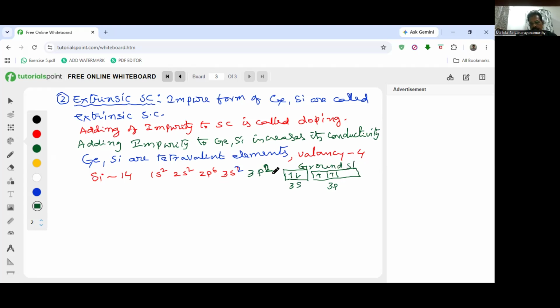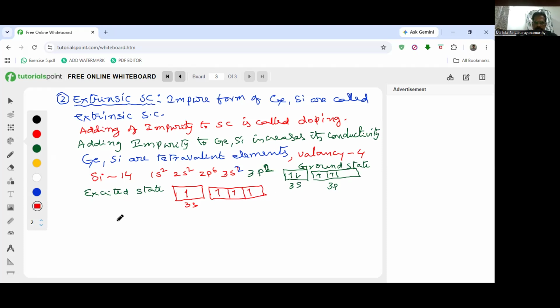In the excited state, what happens? One electron from the 3s will occupy the 3pz. That means one is there already, and another comes. This electron will occupy the p state. So that's why it is called valency 4.